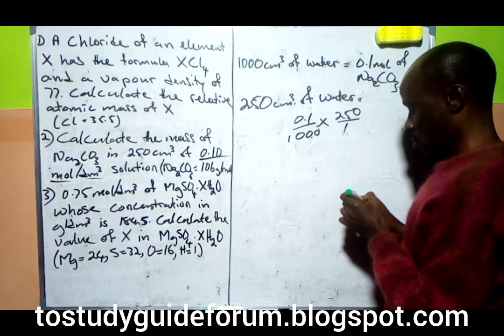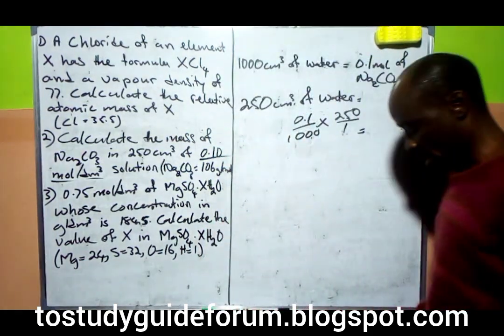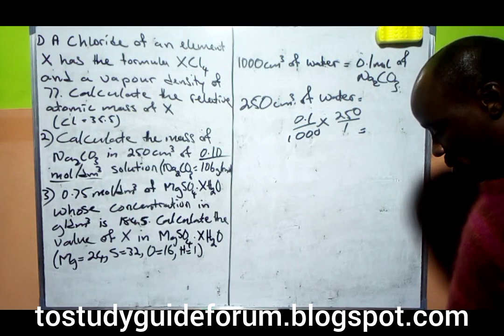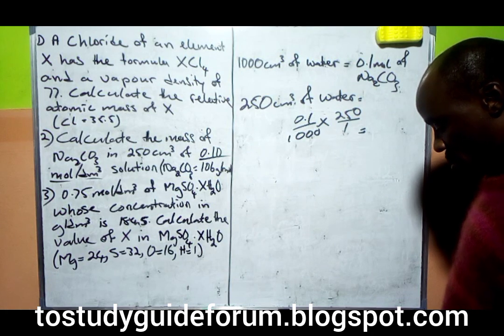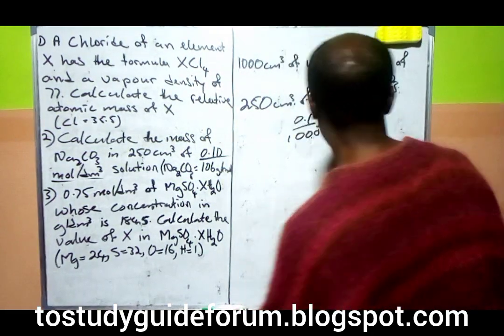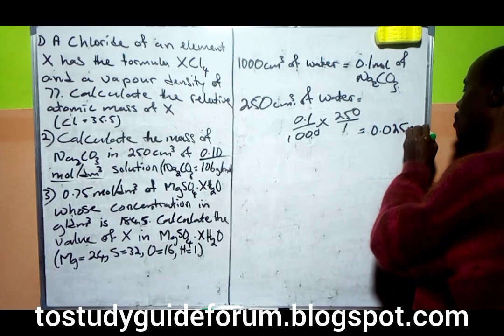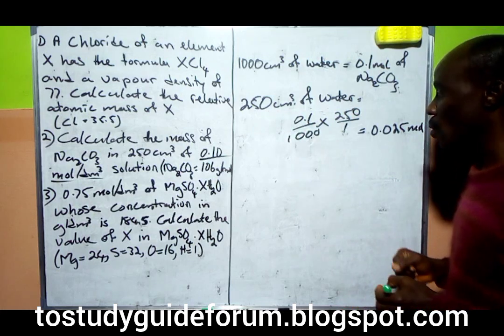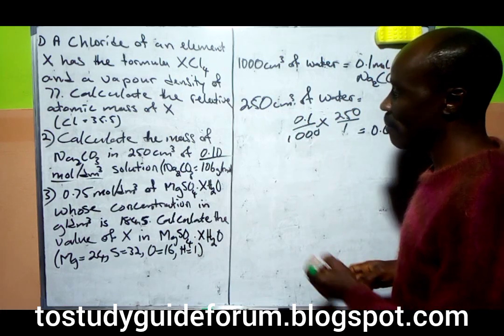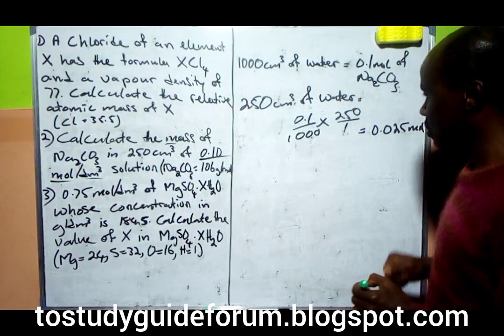So when we do the calculation, let's just do the calculation so that it will be very, very clear. Times, divide by. So the number of moles that we have there is 0.025 mole. That is what we have in 250 cm cube. Then the next thing we're going to do is find the mass, because we're looking for the mass.